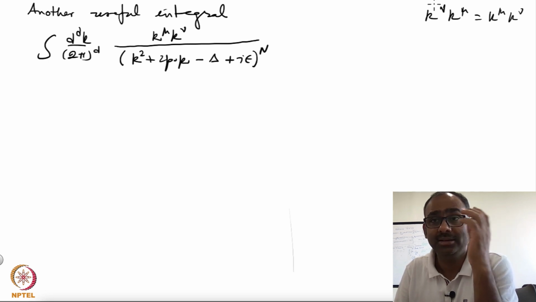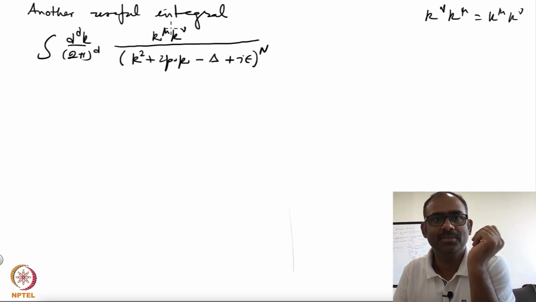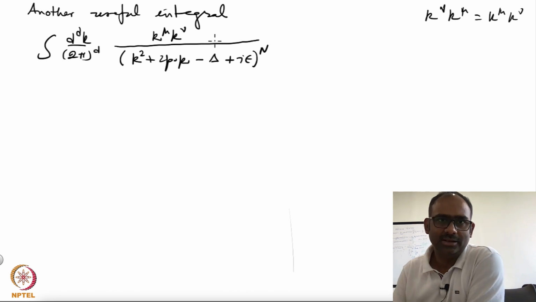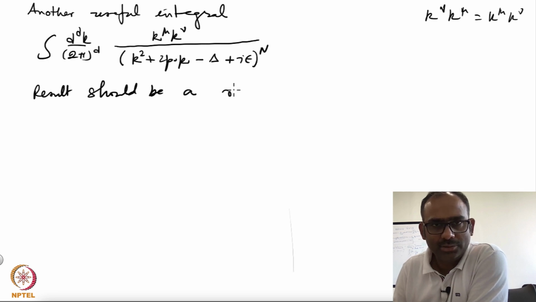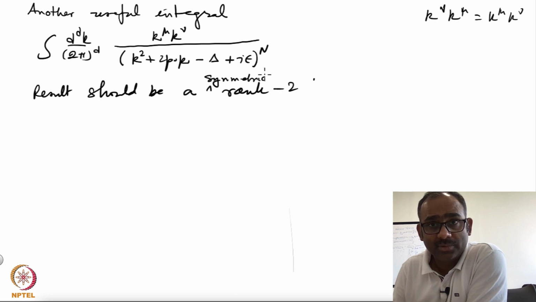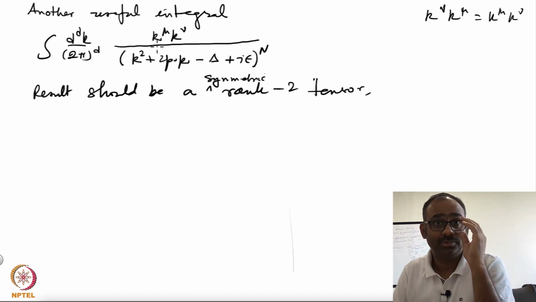These are numbers: k0 k1 is some number, k1 k0 is the same number. So you can interchange. So the result should be a symmetric rank 2 tensor. That is one thing I know from here.